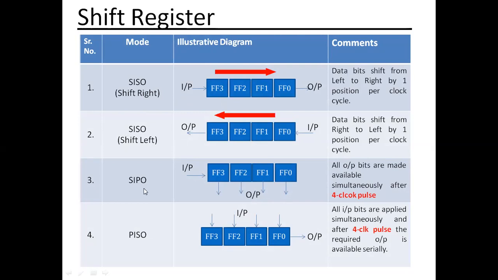Serial in, parallel out. Data are here entered serially, but outputs are parallel from the 4 flip-flops. So after application of 4 clock pulses, all the data outputs will simultaneously appear at the output port. Last one, parallel in, serial out. So here data are entered parallelly, but output is taken serially one by one after application of 4 clock pulses.